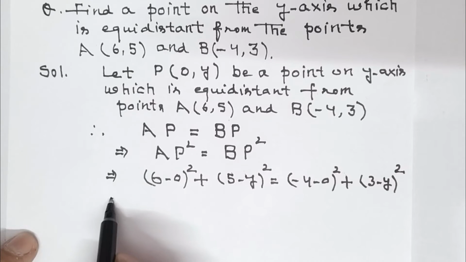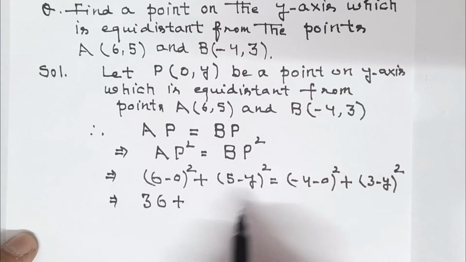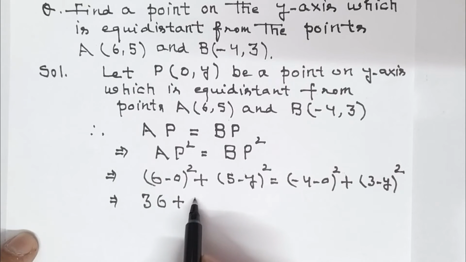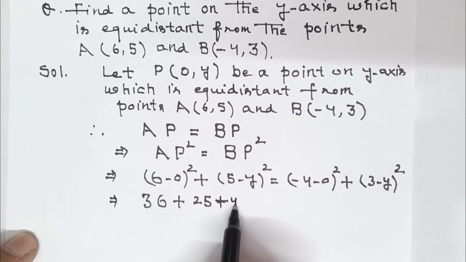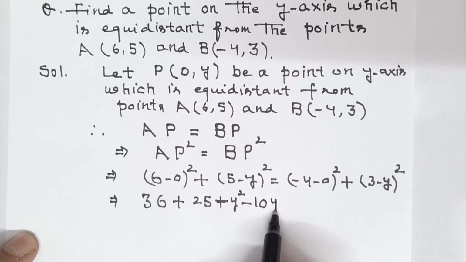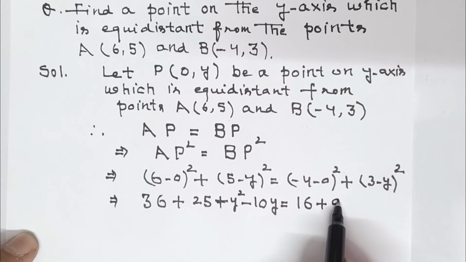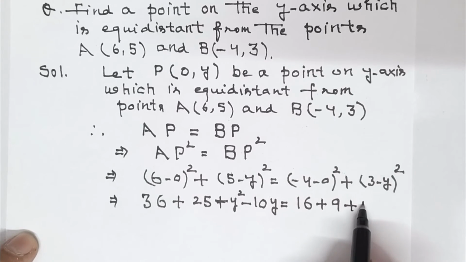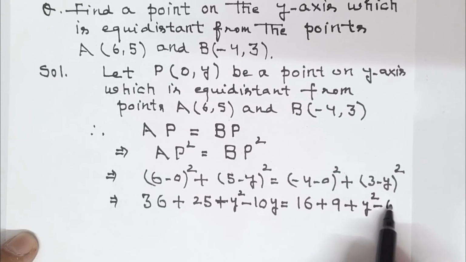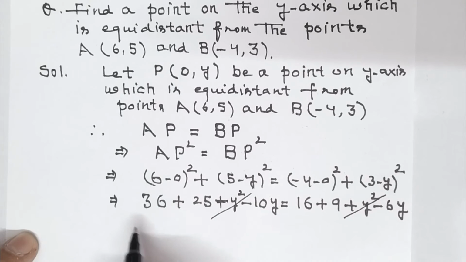Now 6 minus 0 is 6, so it is 36. Here we apply the formula (a minus b) whole square. a square, that is 5 square, which is 25, plus b square means y square, minus 2ab, 2 into 5 into y, 10y. Minus 4 whole square is 16, plus 3 square is 9, plus y square minus 6y. Now you can see y square and y square both carry positive sign, so they will be cancelled out.